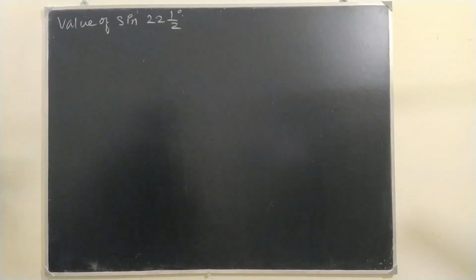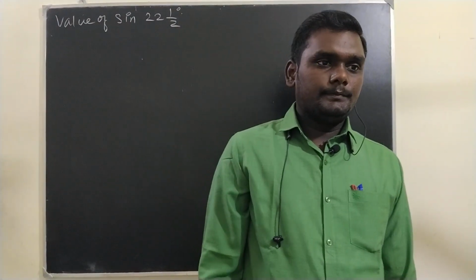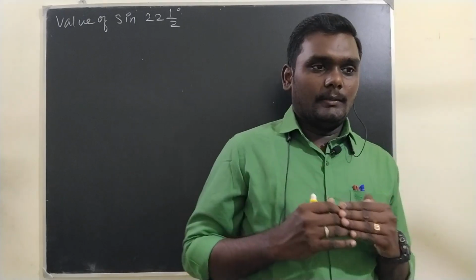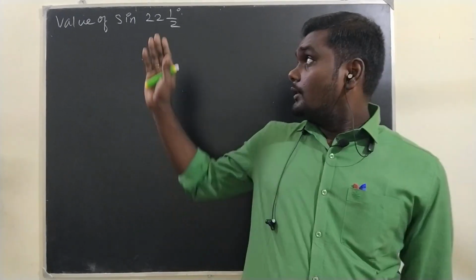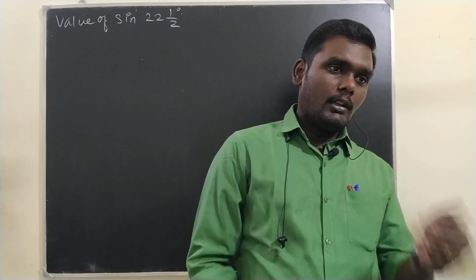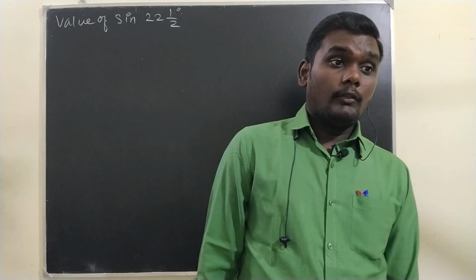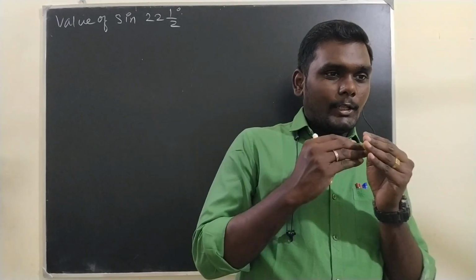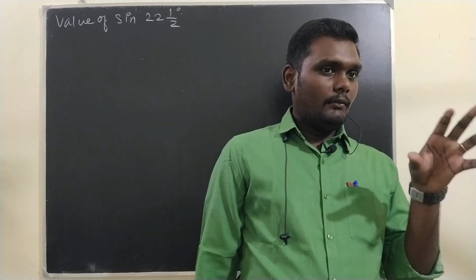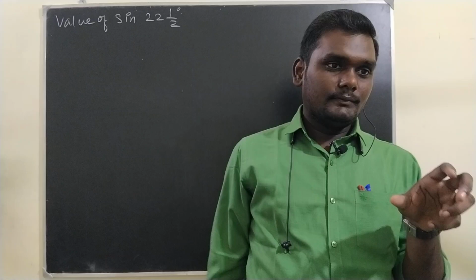The value of sin 22 and a half degrees. How do we calculate it? Obviously, it is half of some angle, so try doubling it. Double of 22 and a half is what? 45 degrees. So we should apply the 2 theta formula.